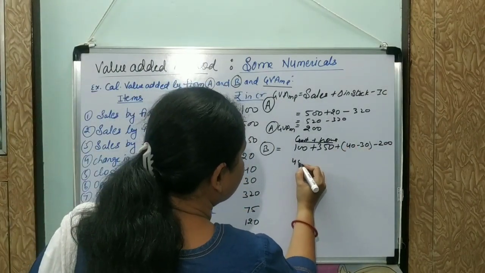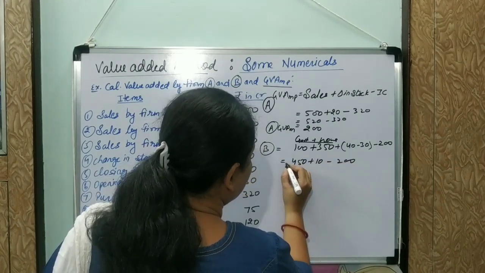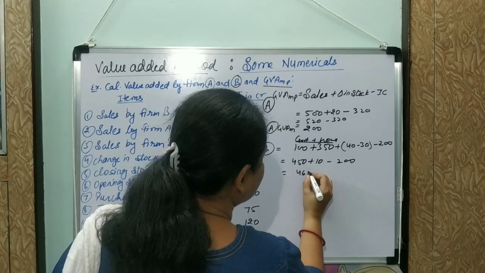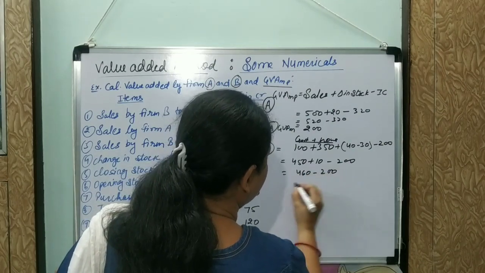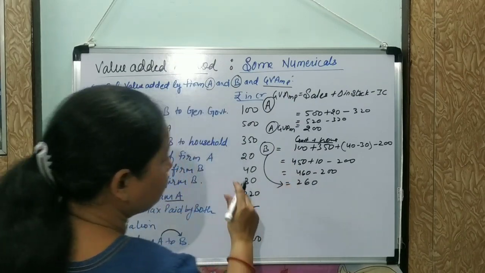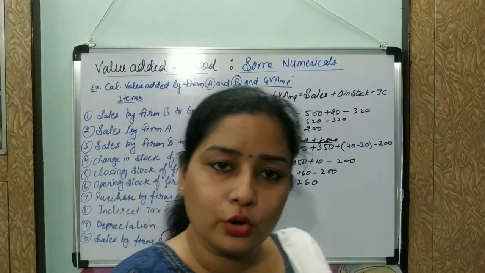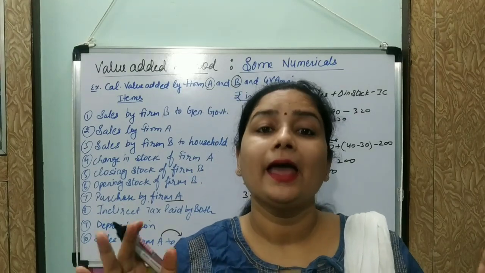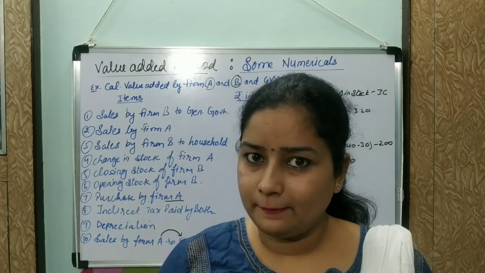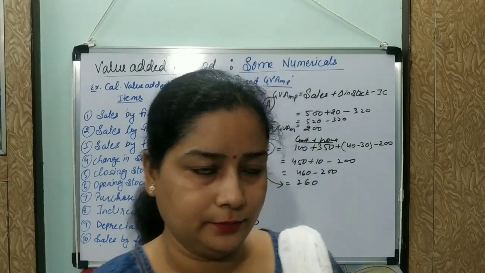Now we'll add up all. This will be 450 plus 10 minus 200. Your answer will be 460 minus 200. Result will be 260. This is GVA MP of firm B. So we now have found both the firms' GVA MP. Firm A GVA MP is 200. Firm B GVA MP is 260.